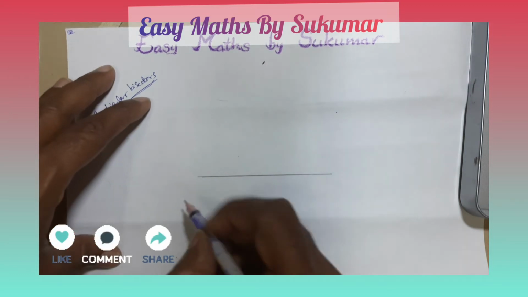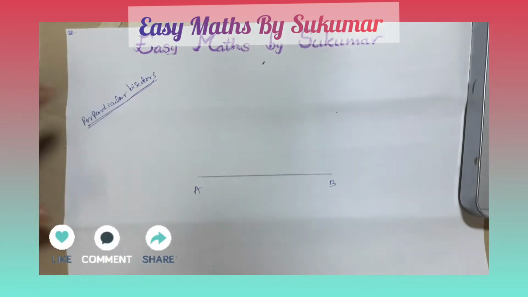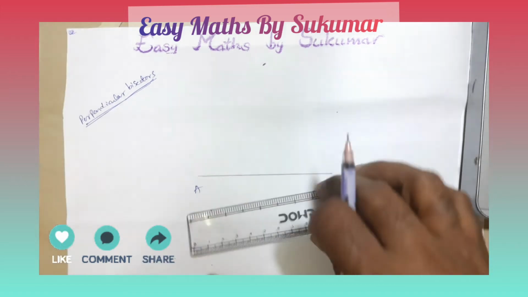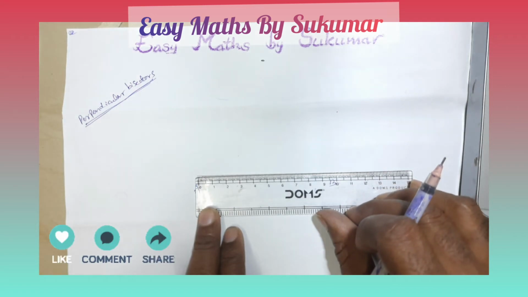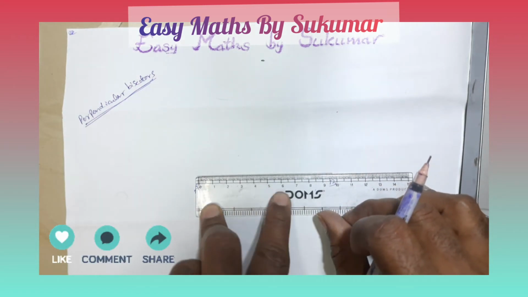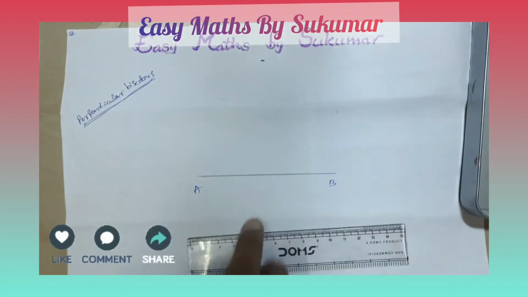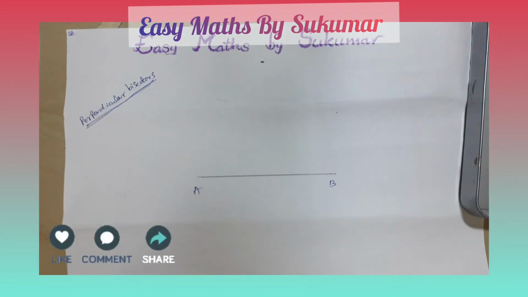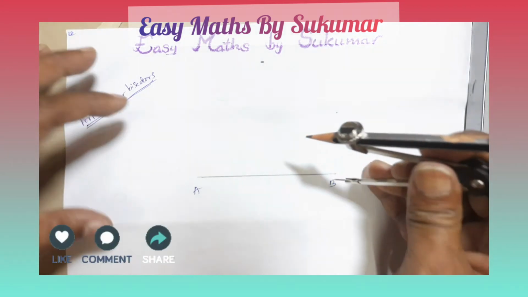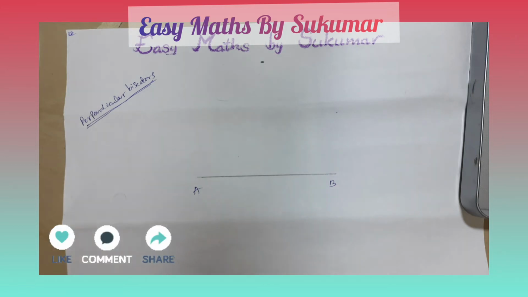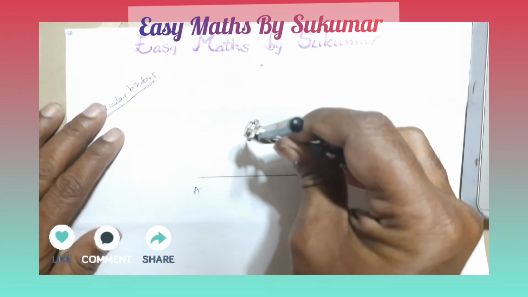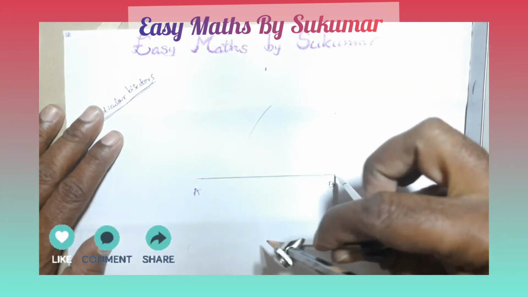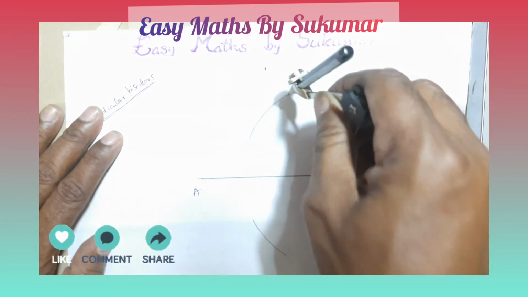So this AB, the length of this AB is some 10 centimeters, right? So AB is 10 centimeters. Just take a line segment by using this ruler, and what we do here, from B with some convenient radius, just draw an arc on either side of AB.